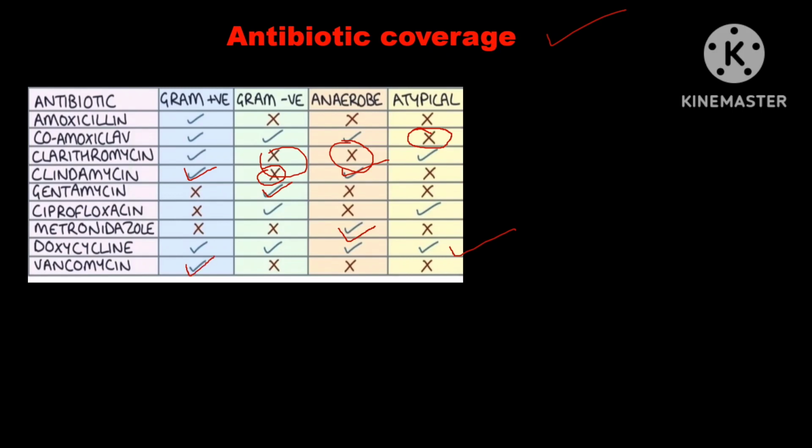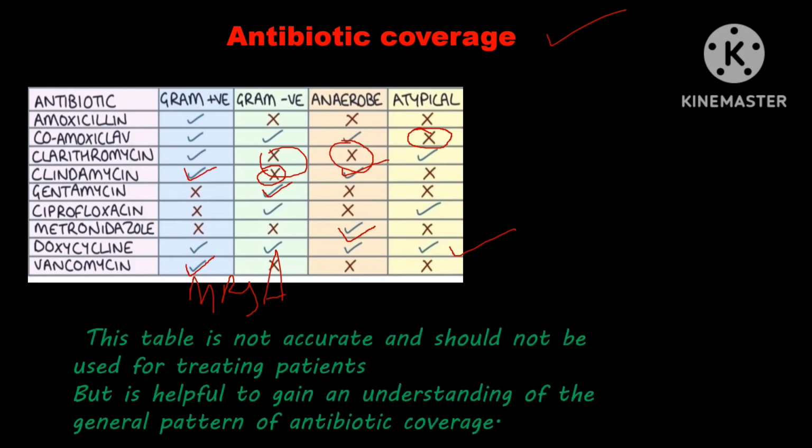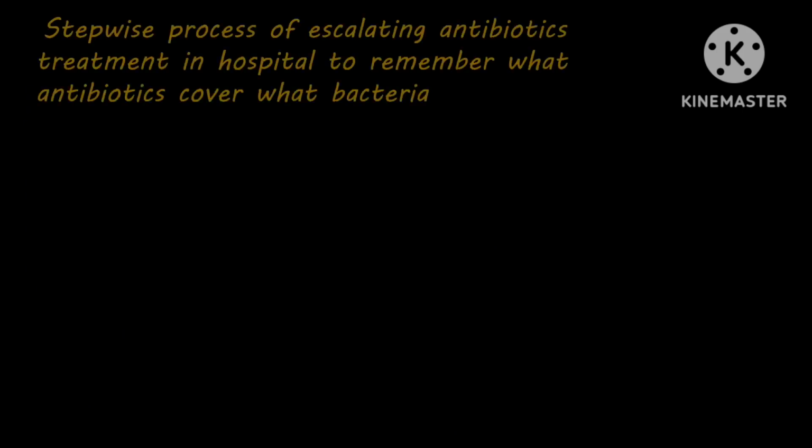And next, vancomycin is mostly sensitive towards gram positive bacteria, including methicillin resistant bacteria, and resistant to the rest of the bacteria. Here you have to make sure that this table is not accurate and should not be used for treating patients, but it is helpful to gain an understanding of the general pattern of antibiotic coverage.